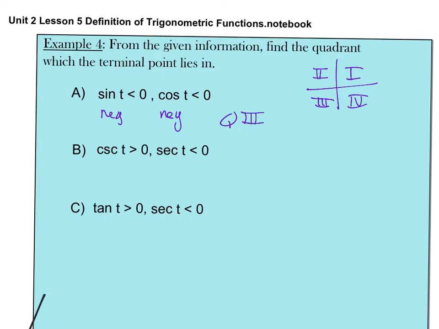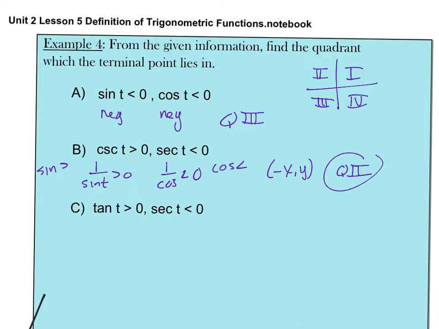So where cosecant is positive, secant is negative. Remember, cosecant is 1 over sine. Secant is 1 over cosine. So you're really saying, where is sine positive and where is cosine negative? That means you're going to have negative x, positive y. That's going to be quadrant 2.